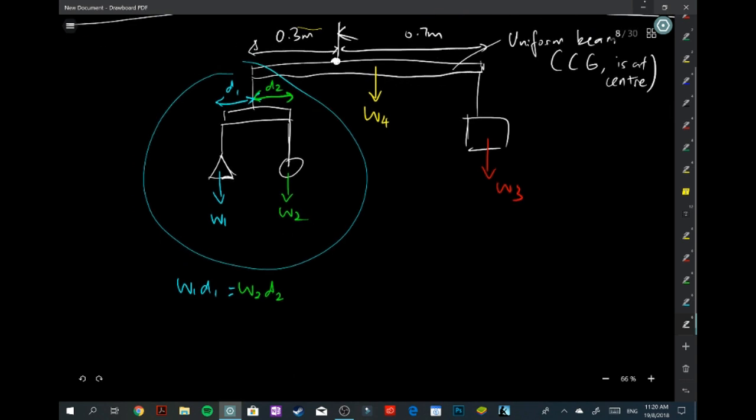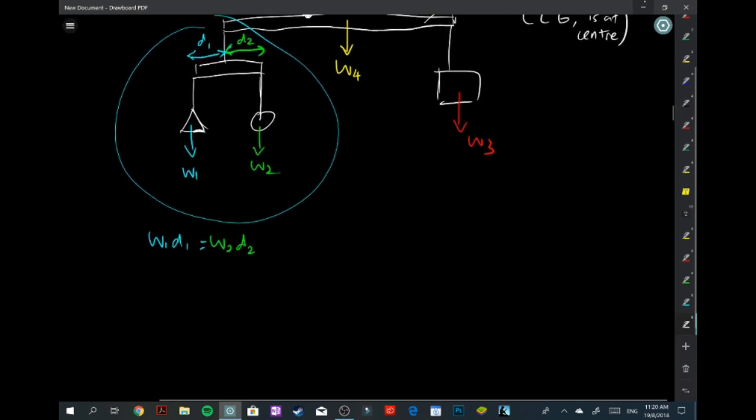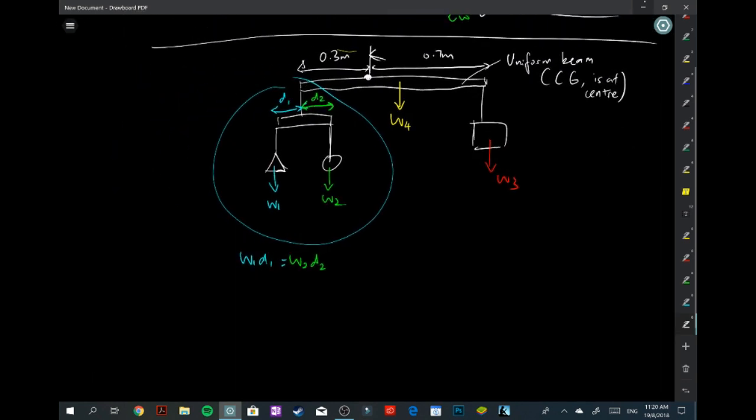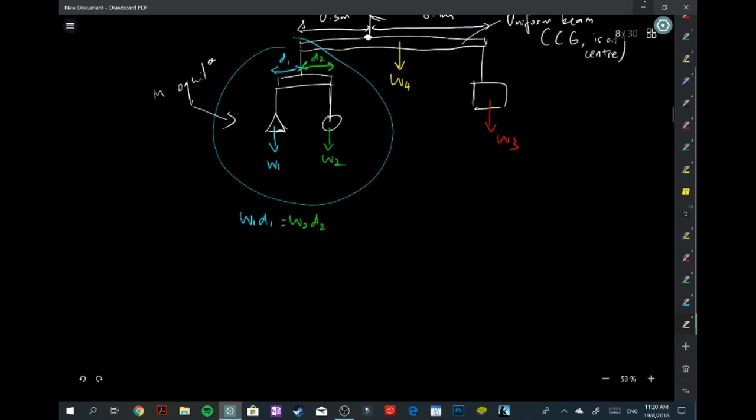You may want to redraw the diagram, and then it becomes very straightforward once you redraw the diagram. Because this thing is in equilibrium, you don't have to be concerned with it. So now you can redraw the diagram, and the diagram will actually look something like this. So let me redraw it nicer.